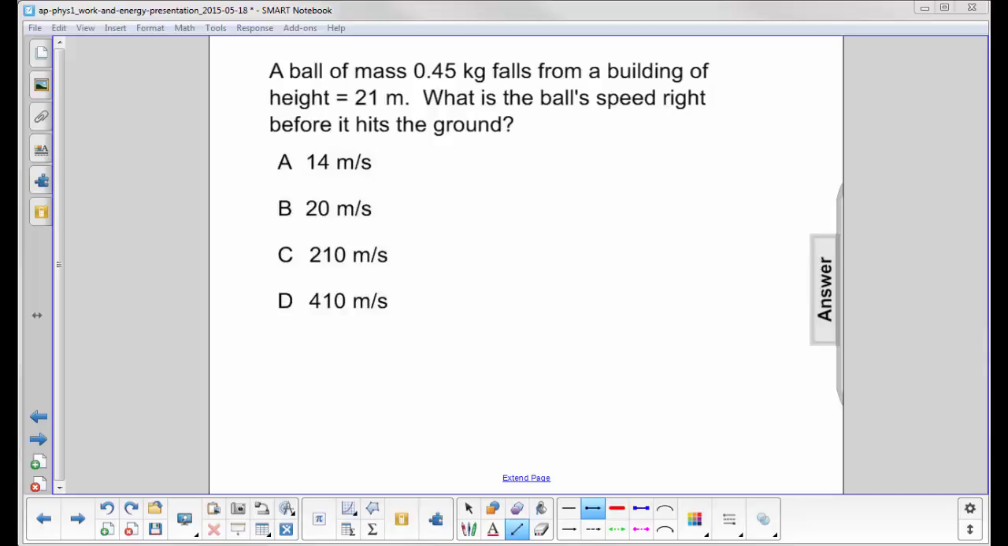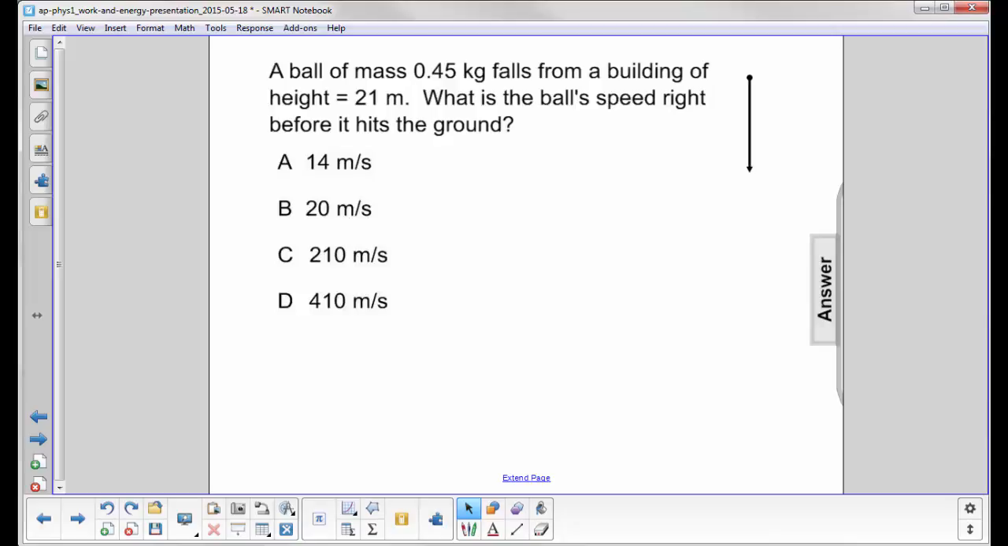A ball of mass 0.45 kilograms falls from a building of a height of 21 meters. So what we have here is the ball falling, and then it's going to hit the ground right at this point. What is the ball's speed right before it hits the ground?